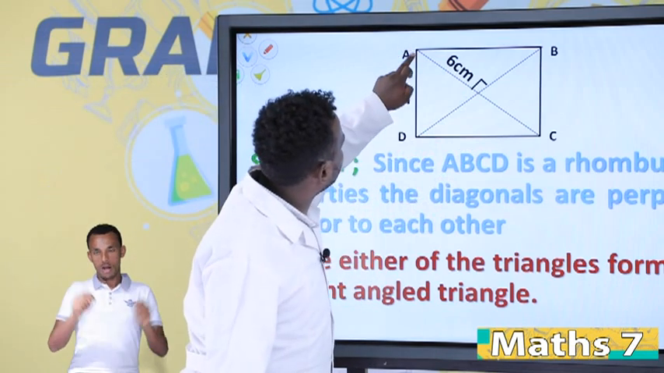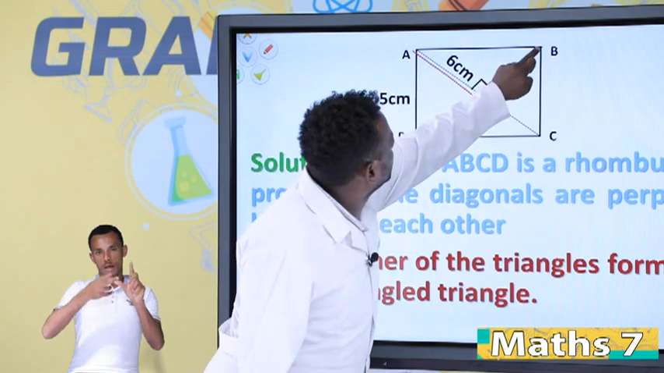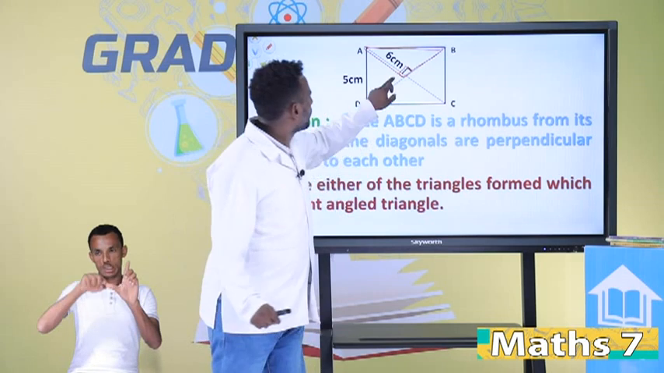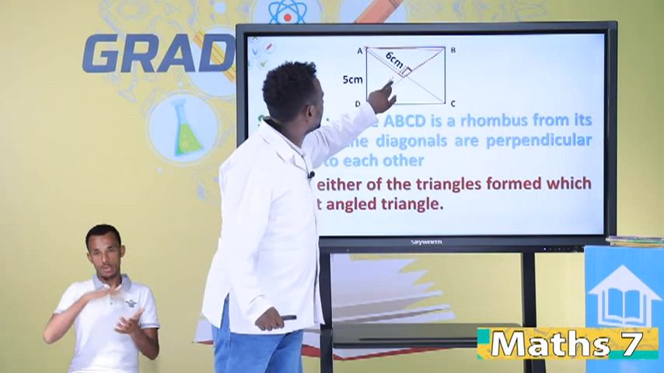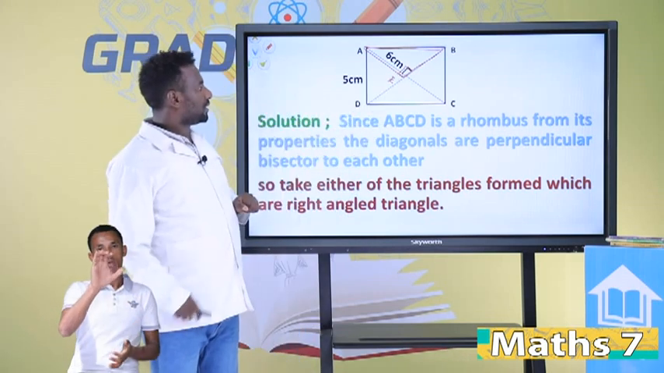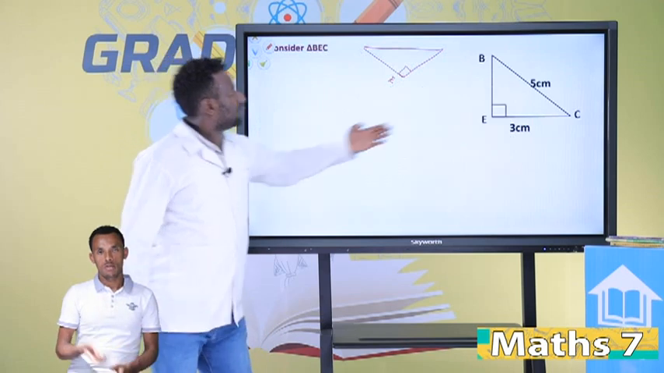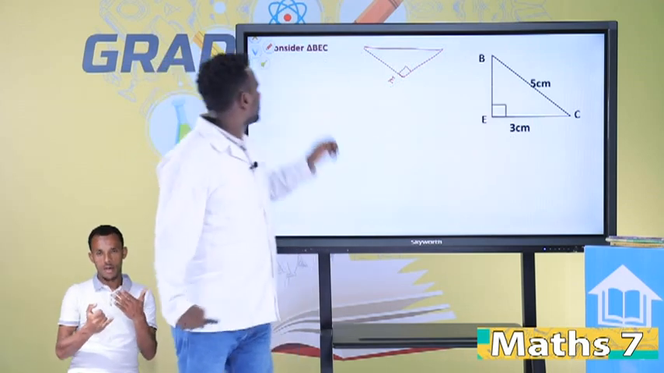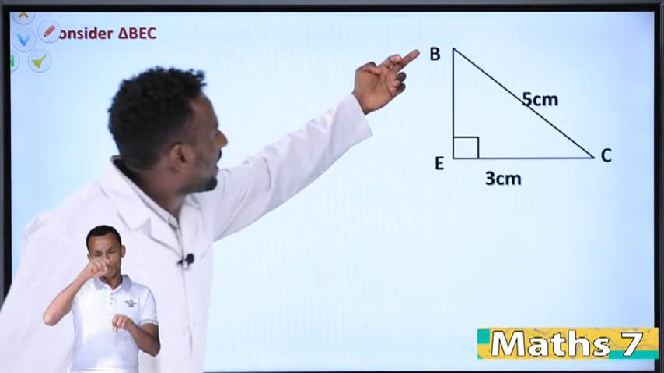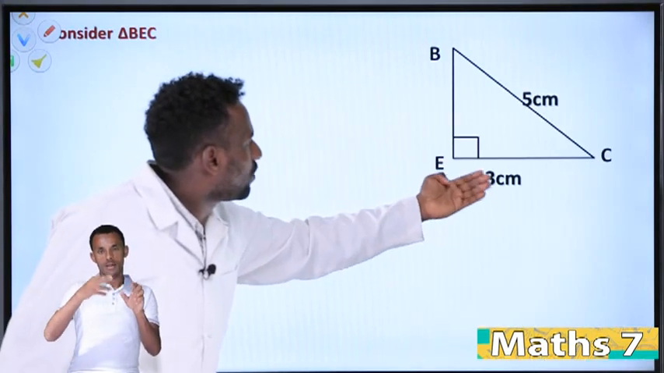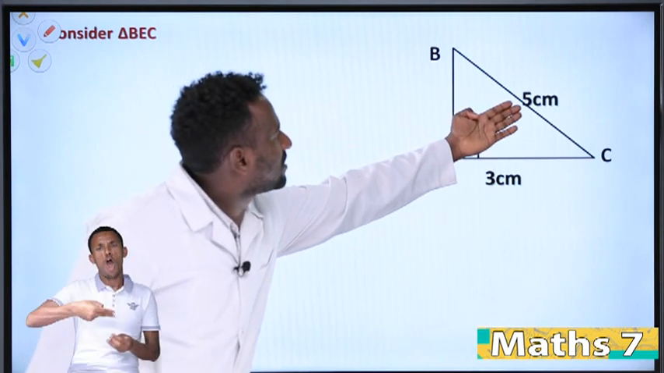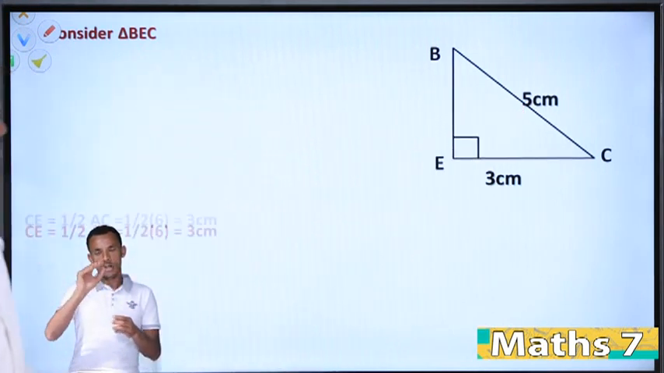So we get a right angle triangle on this one. This is a right angle triangle. It makes perpendicularity, 90 degrees. We have the center point E. Put it, so we get this figure, a right angle triangle, with a 90 degree angle. We have the base and also the hypotenuse, the largest side, 5 centimeter.